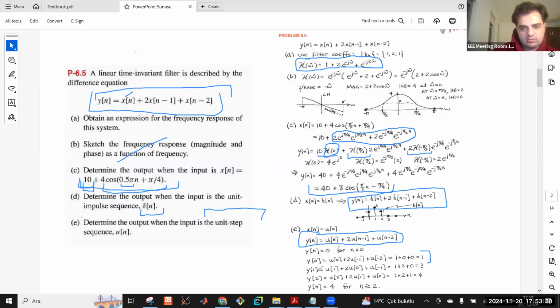When n is equal to 1, then the output will be equal to 3, because these two terms will be now 0. When n is equal to 2 and greater, output will be 4.